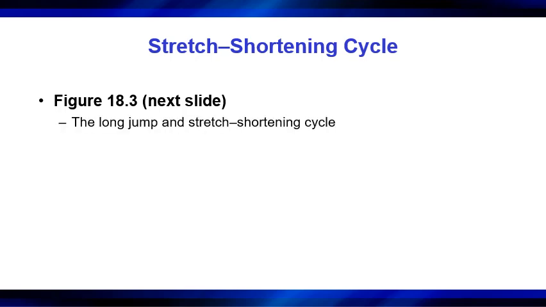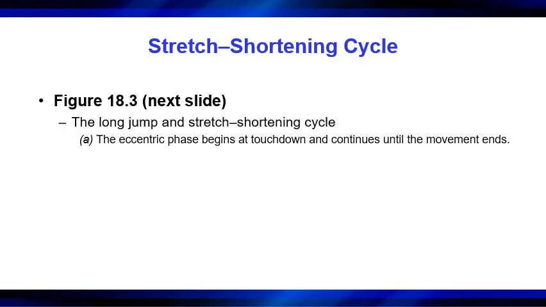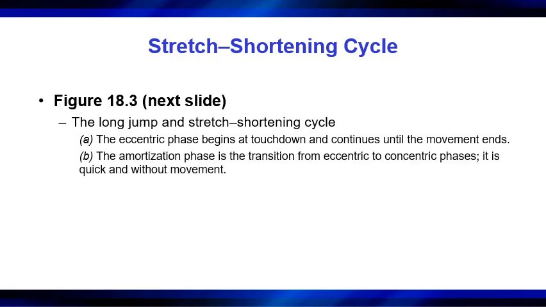Okay, so further looking at the stretch shortening cycle. On the next slide, there'll be a little picture showing you how this is actually going to take place. It's going to show you the long jump in the stretch shortening cycle. So the eccentric phase is going to begin at touchdown, and it's going to continue until the movement ends. The amortization phase is going to be the transition from the eccentric to the concentric. The idea is this is going to be quick, and there's not going to be any movement during this phase. So the amortization phase is basically the transition between the eccentric and concentric.